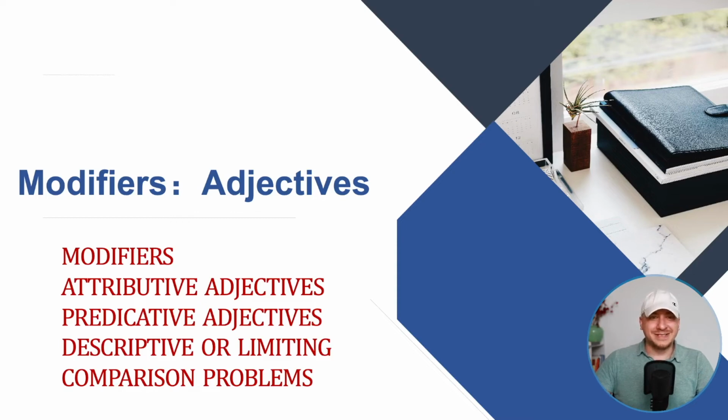Hi guys, my name is Zach, and in this video we are going to be talking about modifiers, and more specifically we are going to be talking about adjectives. We have attributive adjectives, predicative adjectives, descriptive or limiting adjectives, and we are also going to see some comparison problems.